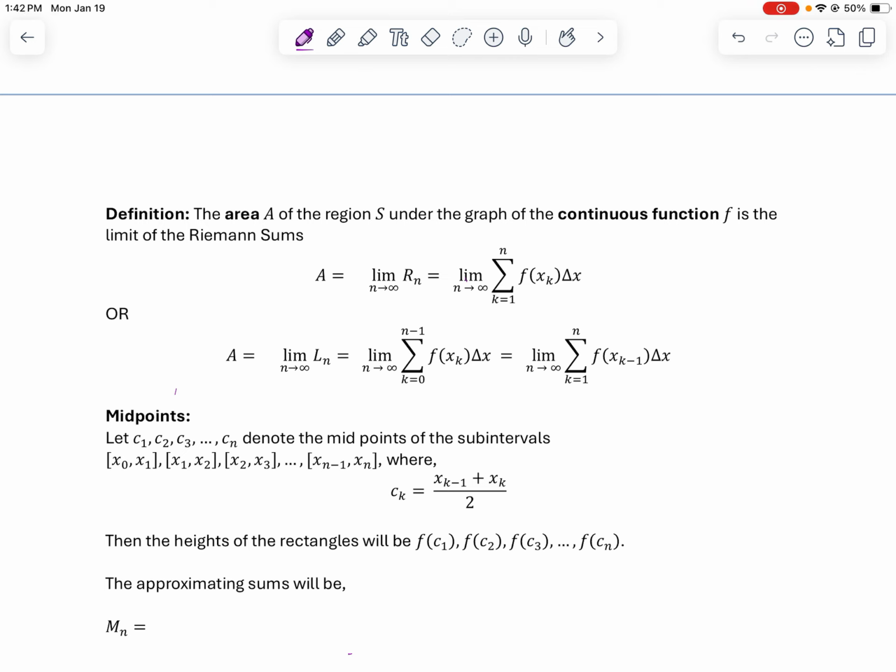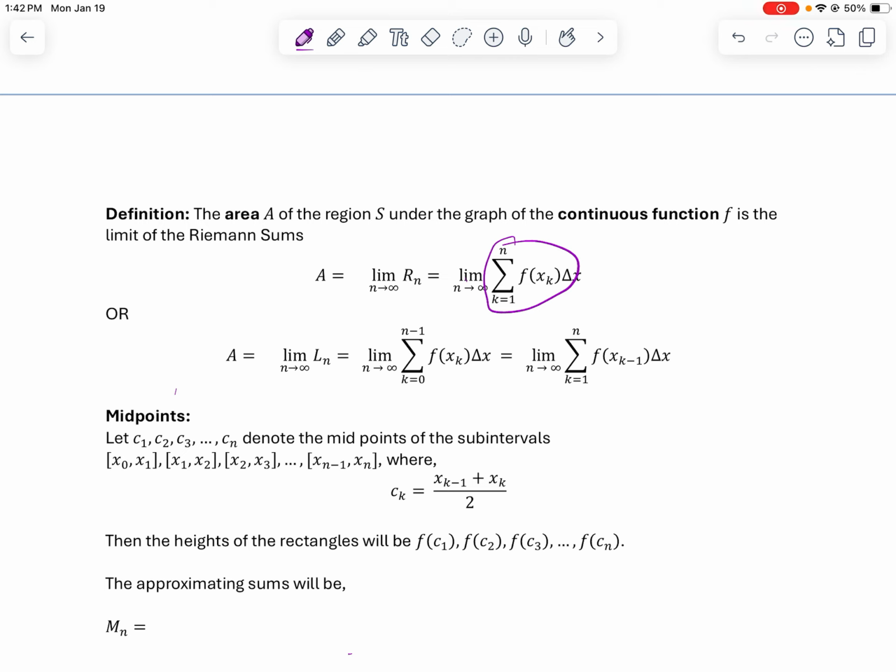Which means A is equal to the limit of R sub n as n goes to infinity, but R sub n is what we have here. So it will be the limit as n goes to infinity of the summation of f of x k delta x, where k goes from 1 to n. Or the same way we can say the area becomes equal to the Riemann sum in the limiting case, as the limit as n goes to infinity.